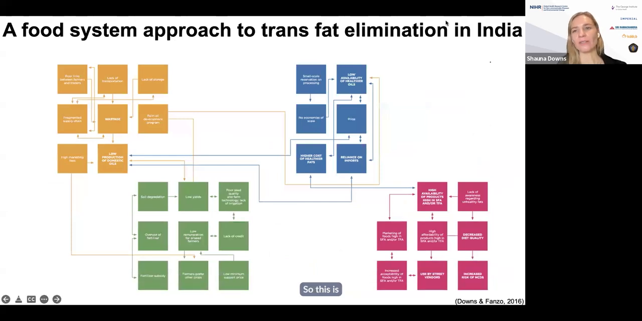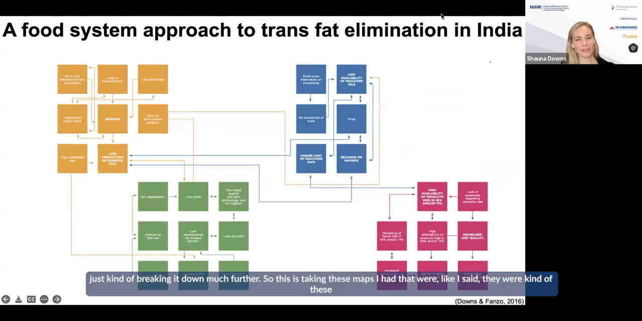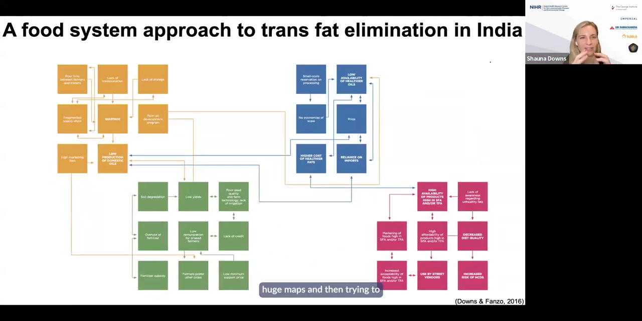So this is just kind of breaking it down much further. This is taking these maps I had that were, like I said, these huge maps, and then trying to make them a little bit more comprehensible, and then looking at the connections. And like I said, this was all qualitative. It wasn't using systems dynamics or any of the approaches that I mentioned earlier.